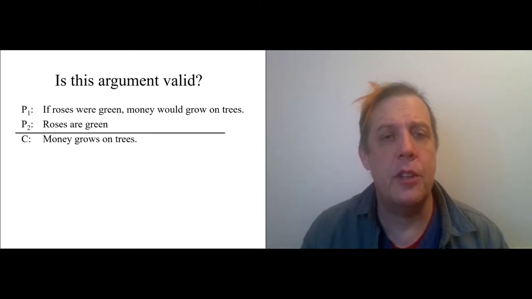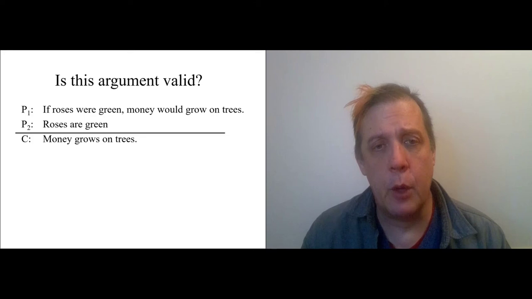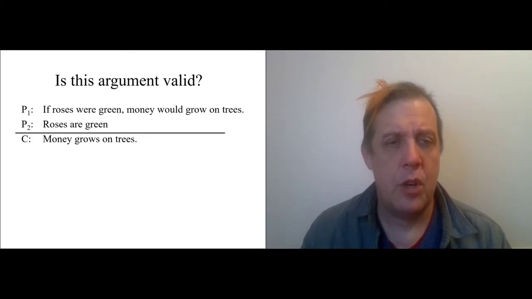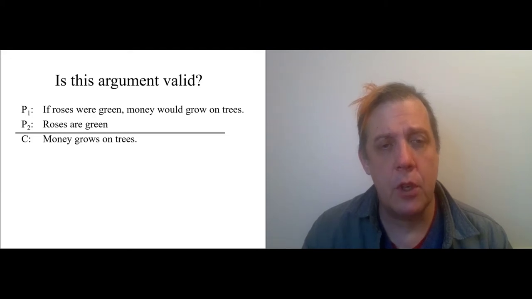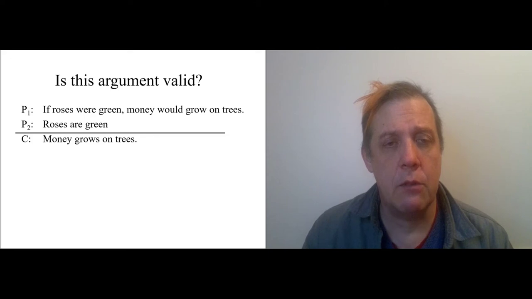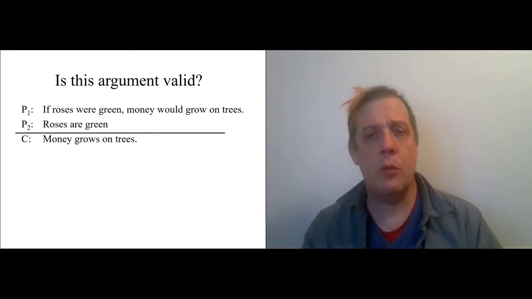So look at this argument. Do you think it's valid? Premise 1: If roses were green, money would grow on trees. It's an if-then statement. Premise 2: Roses are green. Conclusion: money grows on trees. It's valid. It's the same structure that we saw before.